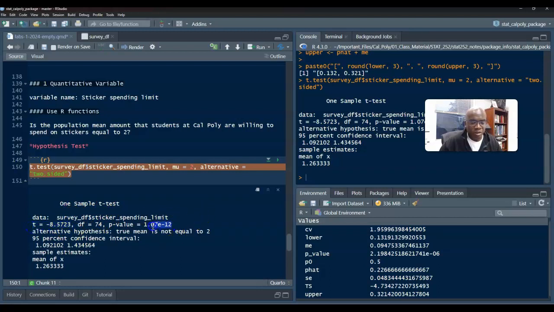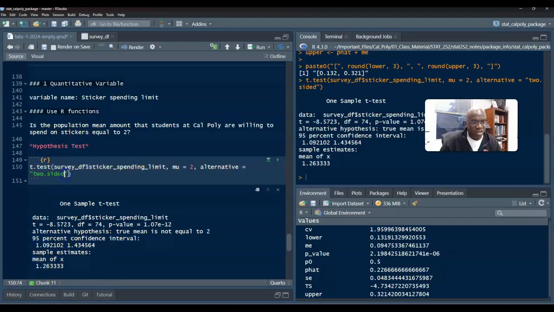It gives me an extremely small p-value, therefore I would reject the null hypothesis. So it's not plausible. 2 is not plausible based on the data. Okay. And so that's why it's not equal to 2. Okay. And notice that in terms of a 95% confidence interval, 2 is not included. Okay. And then this reinstates the mean that was given to us.